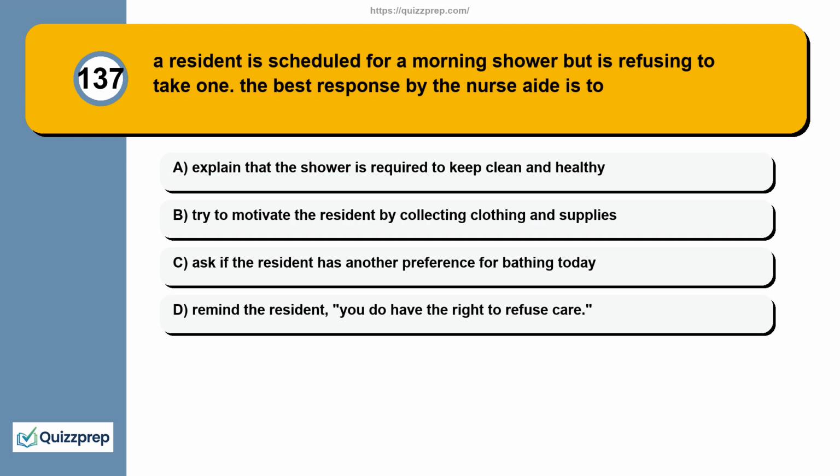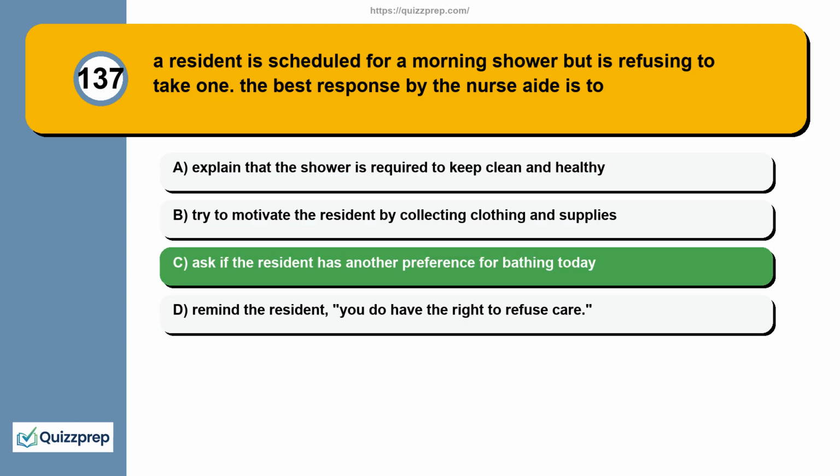Question 137. A resident is scheduled for a morning shower but is refusing to take one. The best response by the nurse aide is to: Option A, explain that the shower is required to keep clean and healthy. Option B, try to motivate the resident by collecting clothing and supplies. Option C, ask if the resident has another preference for bathing today. Option D, remind the resident, you do have the right to refuse care. The correct answer is option C, ask if the resident has another preference for bathing today.